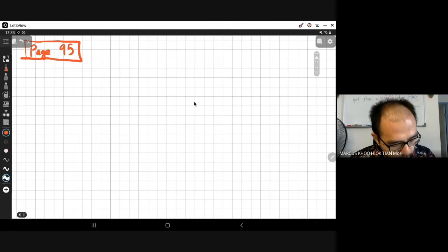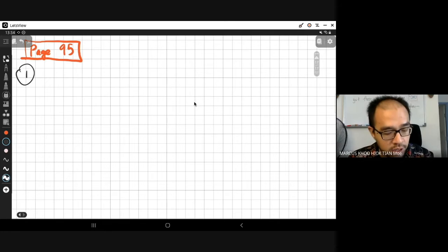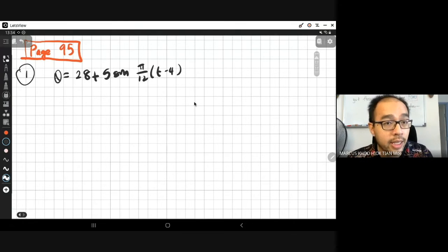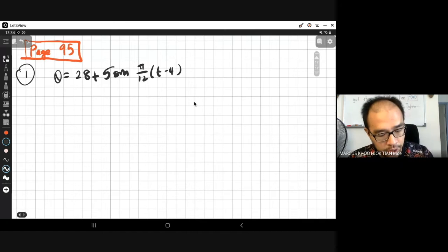Okay, so let's take a look at question number 1. The temperature theta Celsius of a place over a day is given by this function. So theta equals 28 plus 5 sine, and you have pi over 12 times t minus 4, where t is the time in a 24-hour system after midnight. So the first question is find the temperature of the place at 1 p.m.